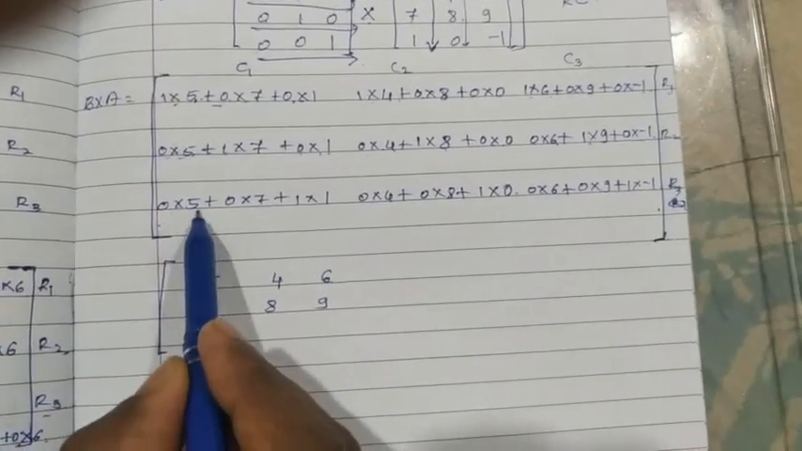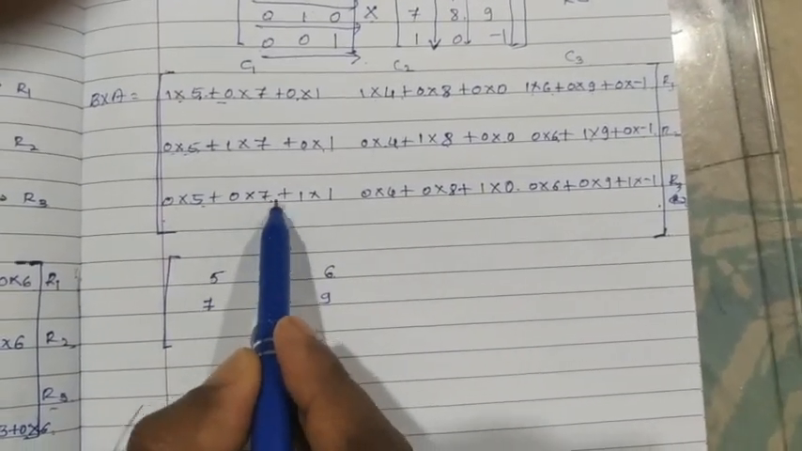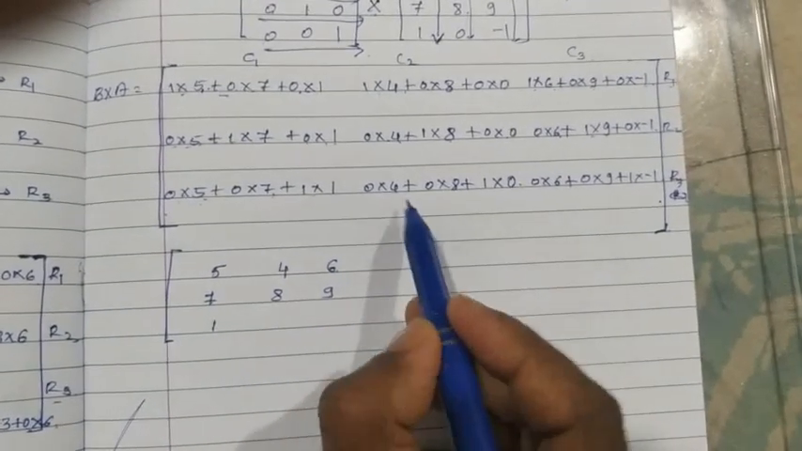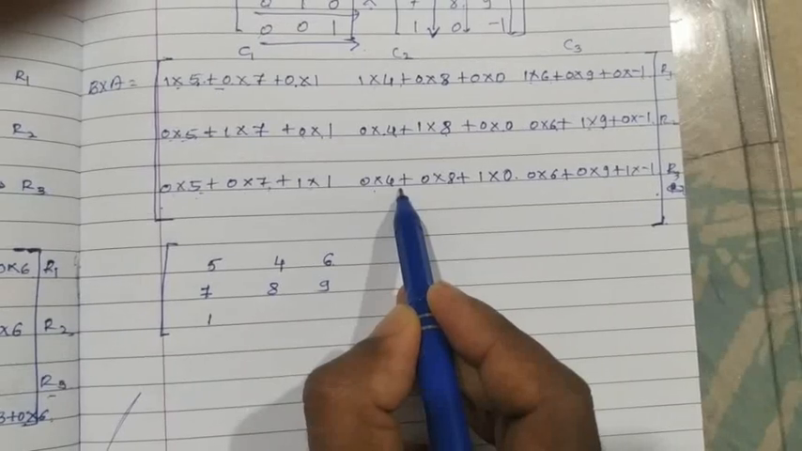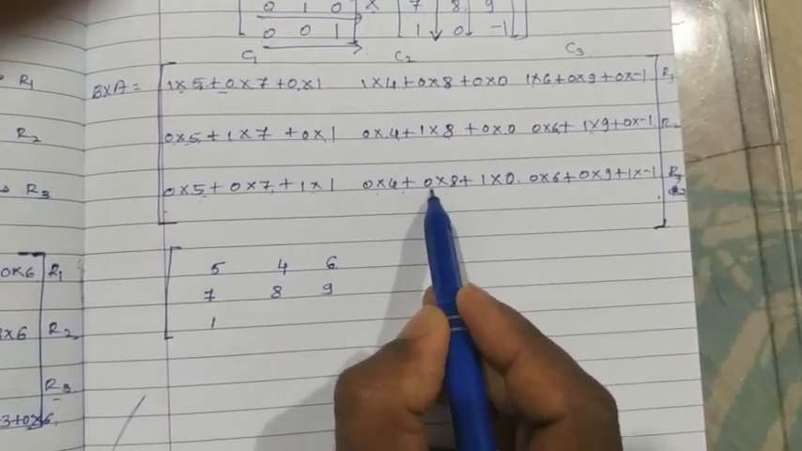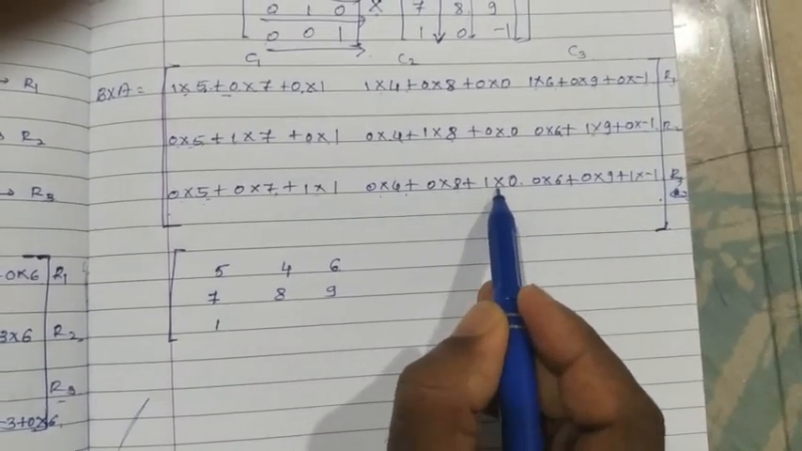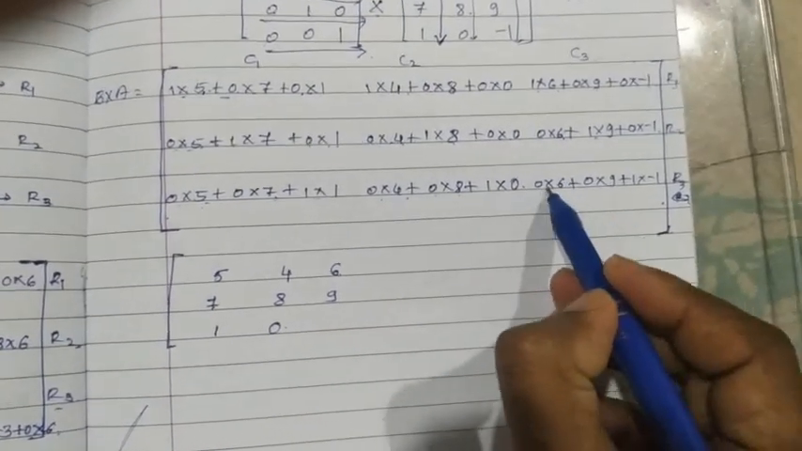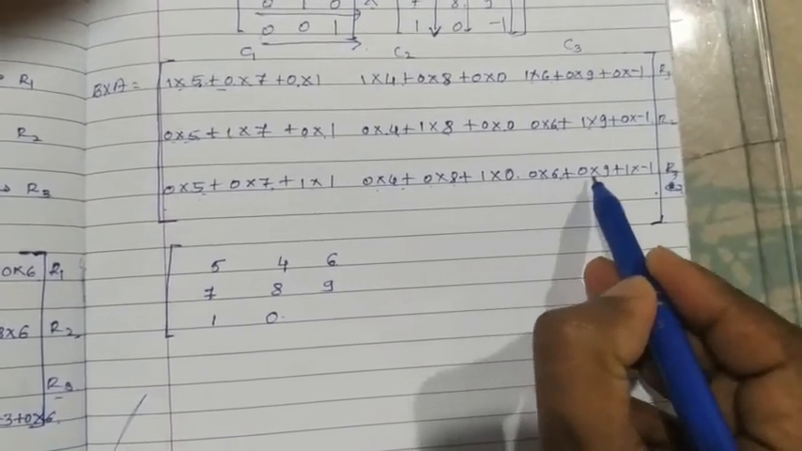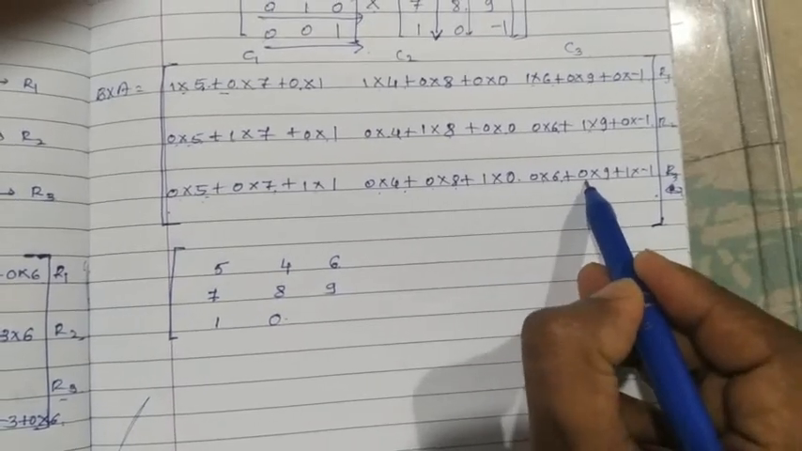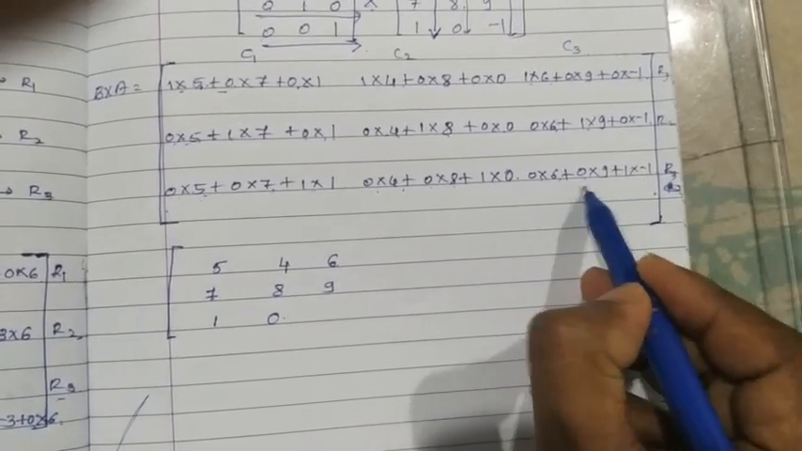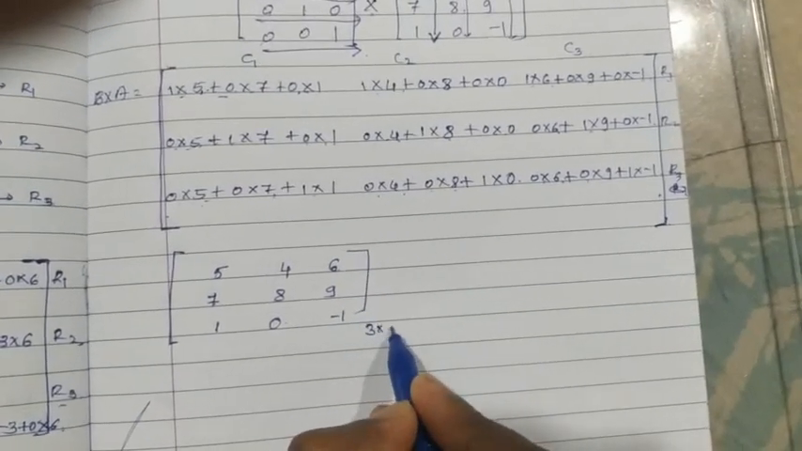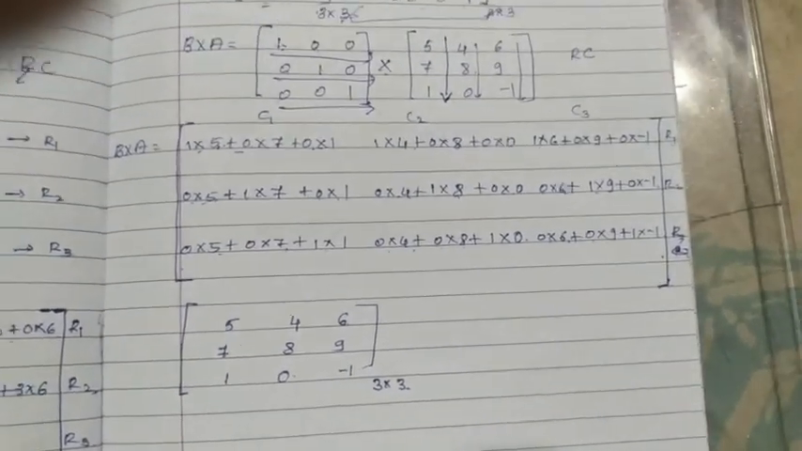Next, 0 into 5 is 0, 0 into 7 is 0, 0 plus 0 is 0, 1 into 1 is 1, 0 plus 1 is again 1. 0 into 4 is 0, 0 into 8 is 0, 1 into 0 is 0, 0 plus 0 is again 0. 0 into 6 is 0, 0 into 9 is 0, 1 into minus 1 is minus 1, 0 plus minus 1 is minus 1. So again we get the final 3 by 3 matrix.